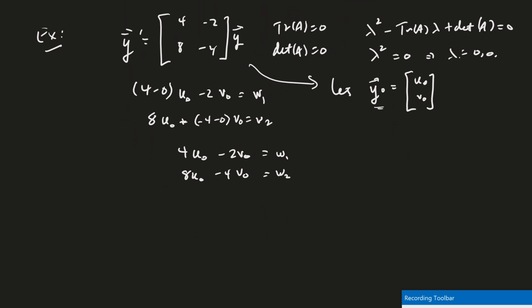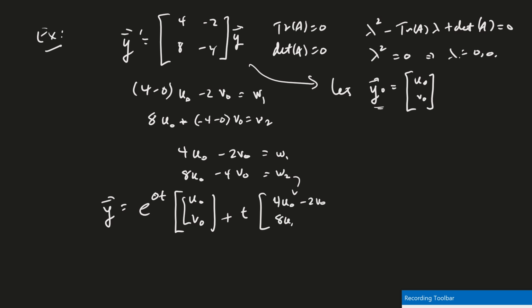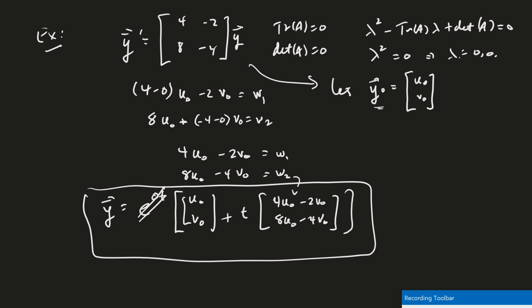Very good. Therefore, the solution is e to the 0t in this case times u0, v0, plus t times, and then we'll just plug in our w, 4u0 minus 2v0 and 8u0 minus 4v0. Good. And so this is just a constant here, right? And you'll notice, by the way, that there are no arbitrary coefficients in this equation. That is the particular solution given an x0, y0.